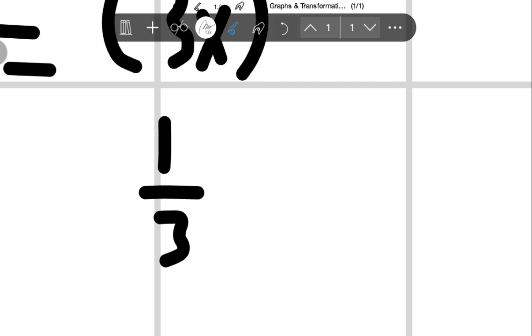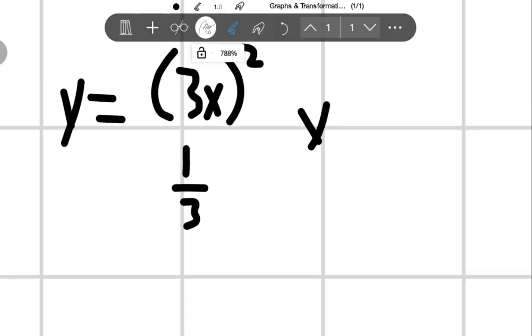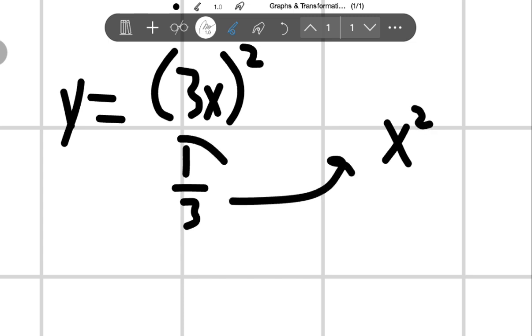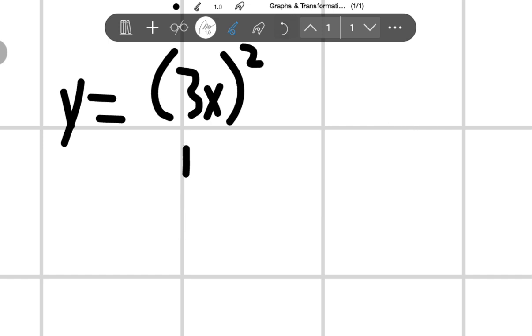If you want to look at the x squared graph as it is, the change that you'll do is that each x coordinate will be multiplied by 1 over 3, aka it will decrease by 1 over 3. So that's it, and let's obviously solve some questions so you can get to understand more.